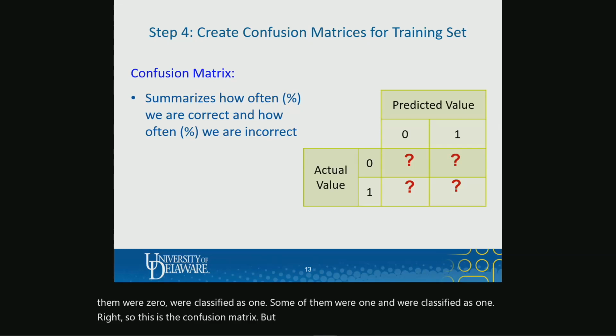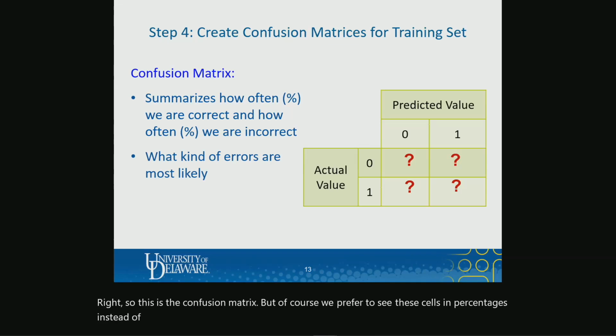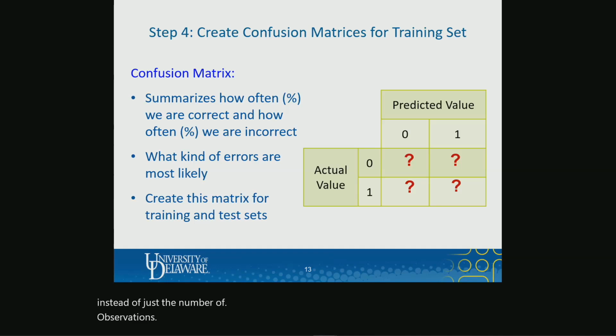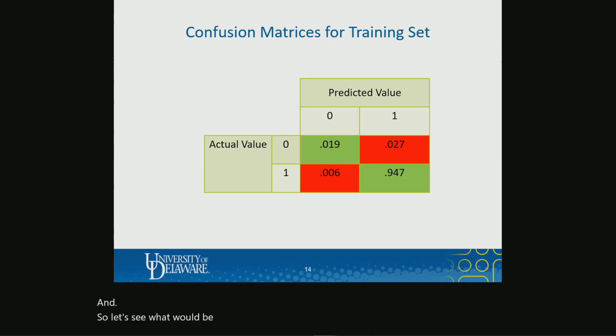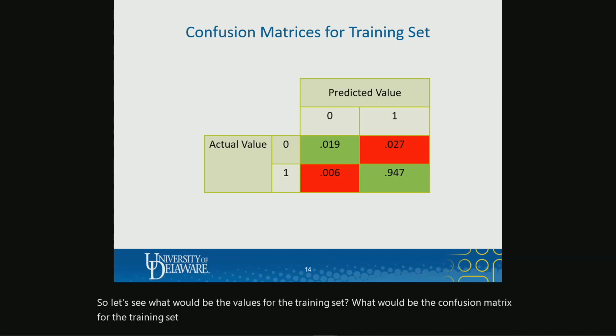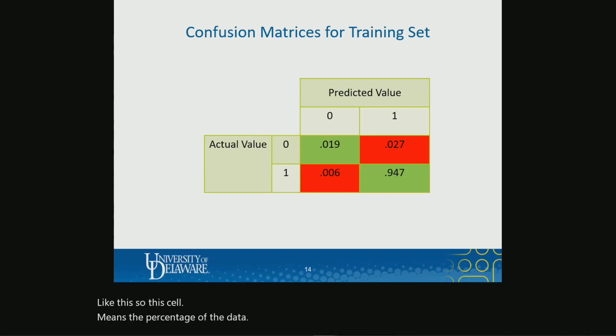But of course, we prefer to see these cells in percentages instead of just the number of observations. And so let's see what would be the values for the training set. What would be the confusion matrix for the training set? This is the confusion matrix for the training set. We have this percentage or this portion of the data like this. So this cell means the percentage of the data that were actually 0 and were classified as 0.